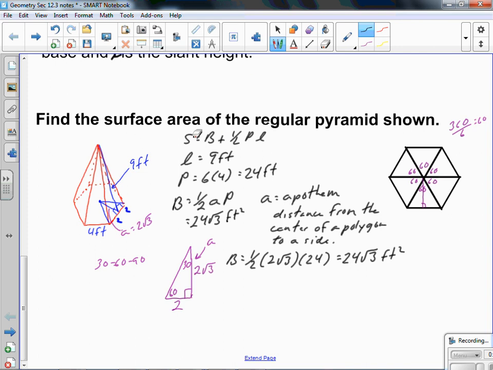Now we have all the parts to plug into the surface area formula. We've got the area of the base, the perimeter, and the slant height. So surface area is going to be area of the base, which is 24 square roots of 3, plus 1/2 of the perimeter, which is 24, times the slant height, which is 9.